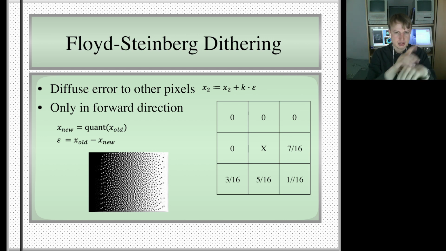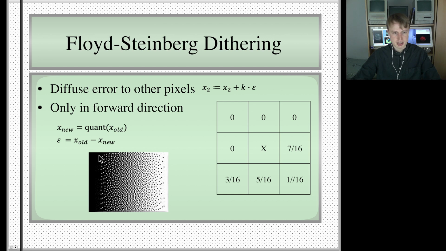And in this way we can go through all the pixels only once, and we do not have to backtrack the error to the previous pixel, so we kind of do this distribution into the lower right direction. And this would be a gradient image from black to white, on which I use the Floyd-Steinberg dithering.